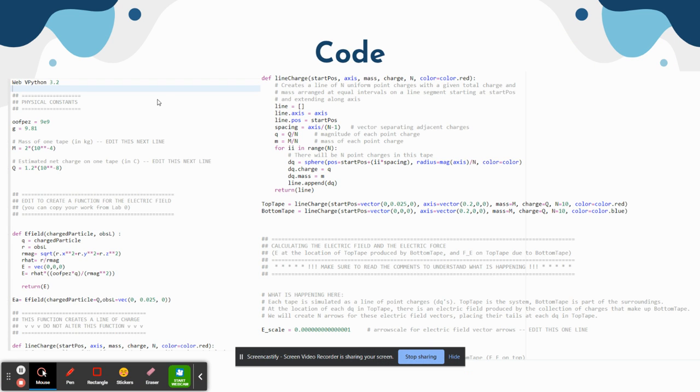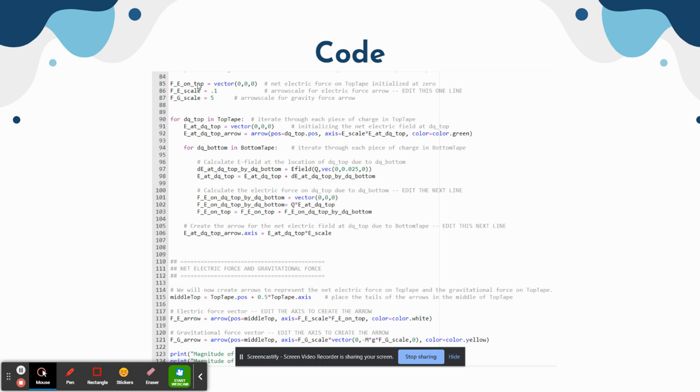Here's the code, the main part of this lab. First, we had to create an electric field equation in this code and also create a line of charges. Here is the most important part: finding the electric field and electric force, and creating the arrows that we will soon see.